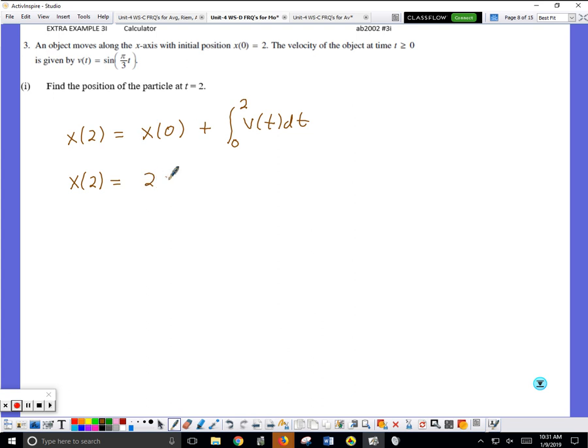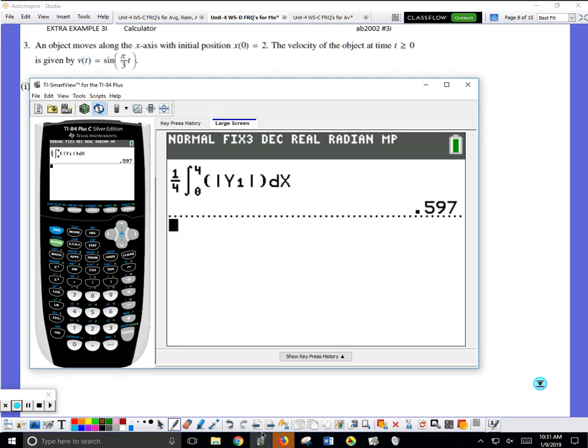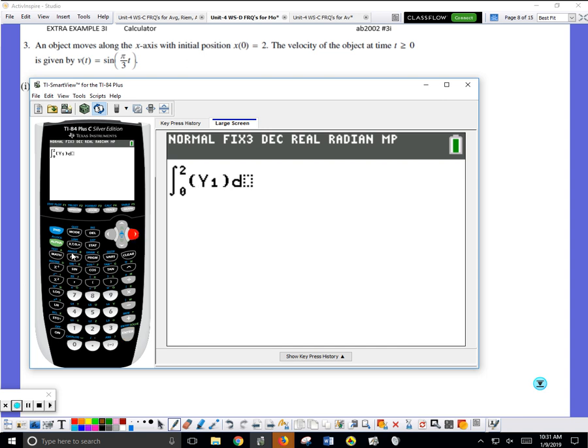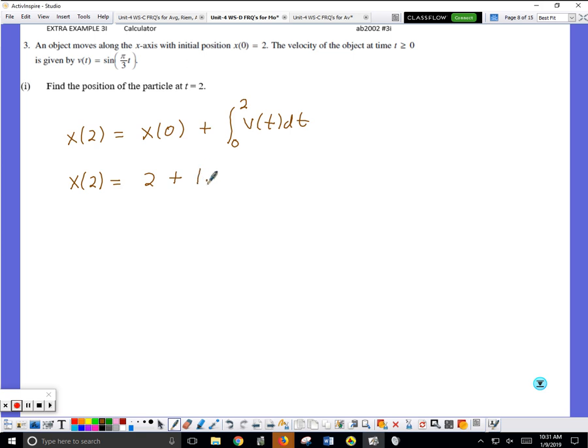So this was 2. You need to go do the integral, zero to 2, velocity. Wait, did I do the right answer? Questions from anyone?